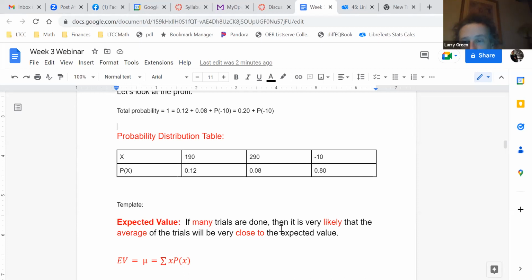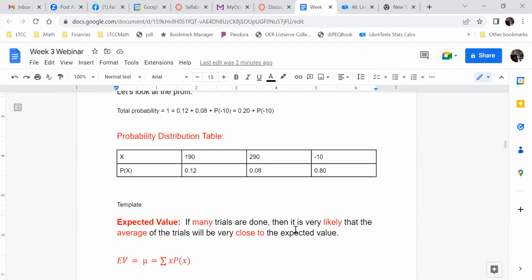So I want to note something that's important. Many, likely, average, and close to. I put those in red. How come? Because they're important keywords for the probability distribution. And more importantly, I want to let you know that when, not if, when I ask you to interpret this expected value, if you don't have those words in your interpretation, you will lose points.